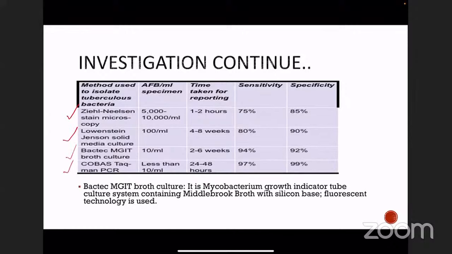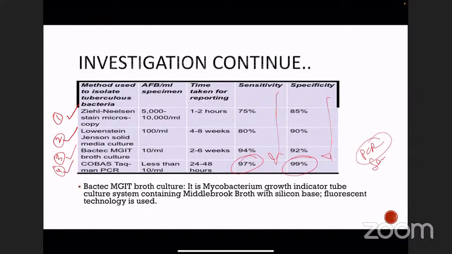These four things help us to find out MTB from the taken biopsy or ascitic fluid or any specimen we have collected from the suspected patient. I'm not going into the depth of the sensitivity and specificity. The most sensitive is this Cobas TaqMan PCR. PCR is always, as you all know, most sensitive and specific.